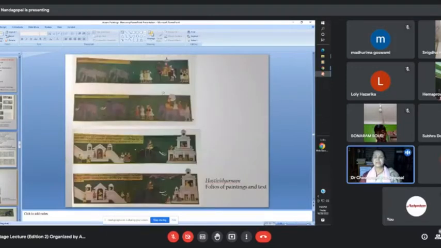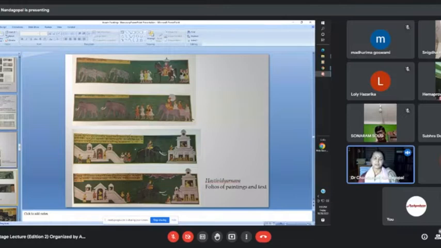Some of the paintings I was able to show you. These are folios of paintings, and you can see the text written related to the painting, what is illustrated. And since it was commissioned by the royal family, the Ahom kings, you see the beautiful mansions, palaces, and the royal elephant. All this information and painting you can also see.